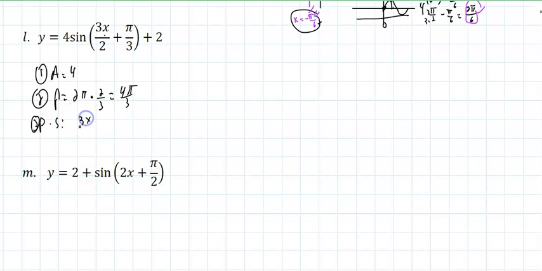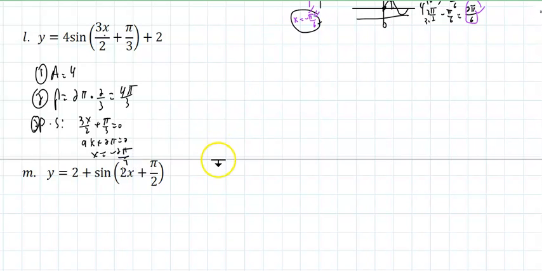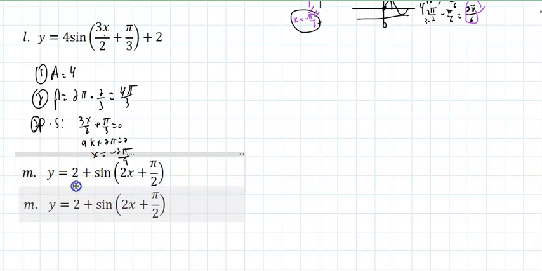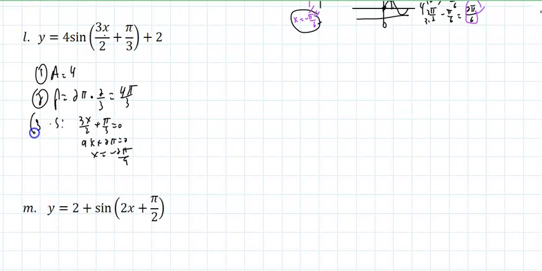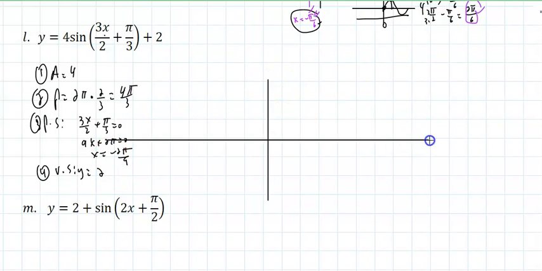I have a phase shift of 3x over 2 plus pi over 3 equal to 0, which indicates that 9x plus 2 pi equals 0, or x equal negative 2 pi over 9. I'm choosing bizarre numbers so that you could see how this actually works under any circumstances. And 4, we have a vertical shift of y equal 2.